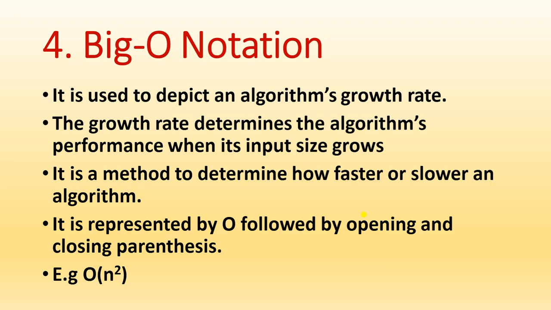So it is a method to determine how faster or slower an algorithm is. It is represented by capital O followed by opening and closing parenthesis, for example O(n square). Okay, so if we see an algorithm that takes O(n square) time, this means that this algorithm will carry out its task taking at the most n square steps for input size n. So this n is the input size, and when you calculate its complexity, it says O(n square). It is the answer.